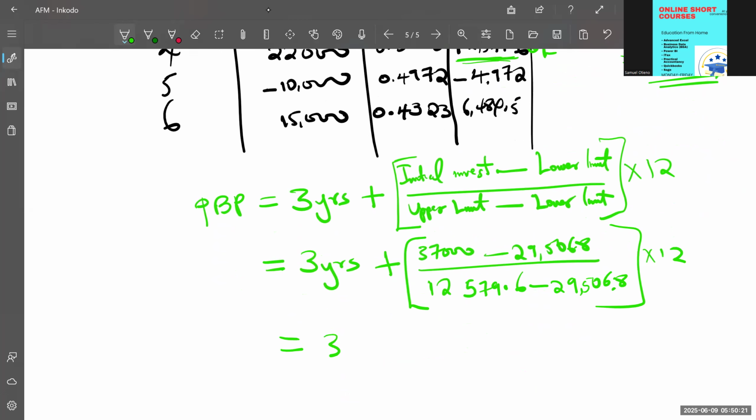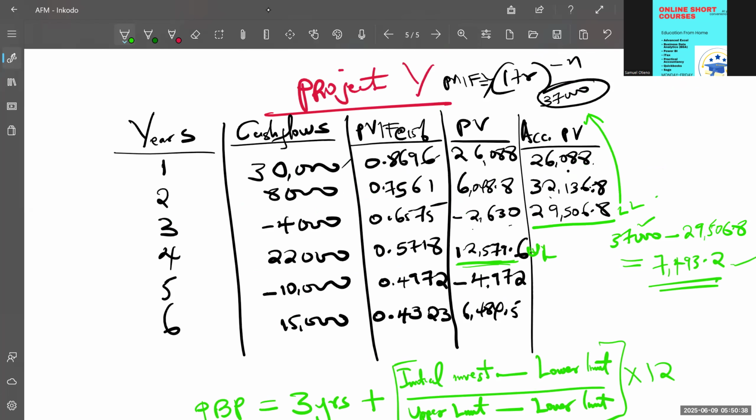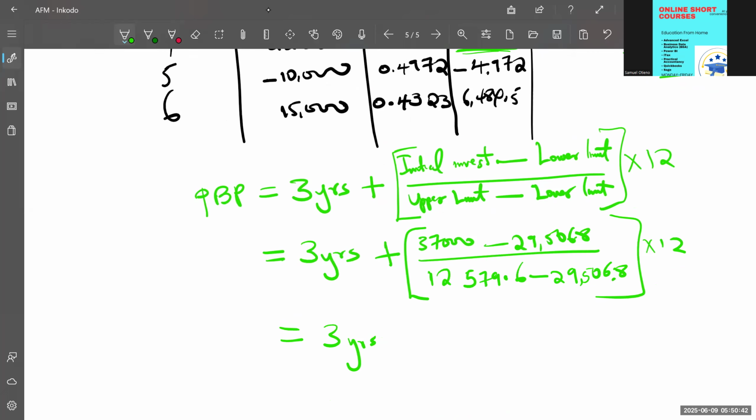So let us get our final figure. So we are going to recover investment in 3 years. So I'm using my calculator to get the difference. So 37,000 minus 29,506. Of course, this one we already computed, and that is the same 7,493.2. So we come here, and whatever I'm getting from the numerator, I'm dividing by, I open a bracket, 12,579.6 minus 29,506.8. I close my bracket, I get my answer. And what I'm getting there is 0.442672 and all that. So we have to convert it.